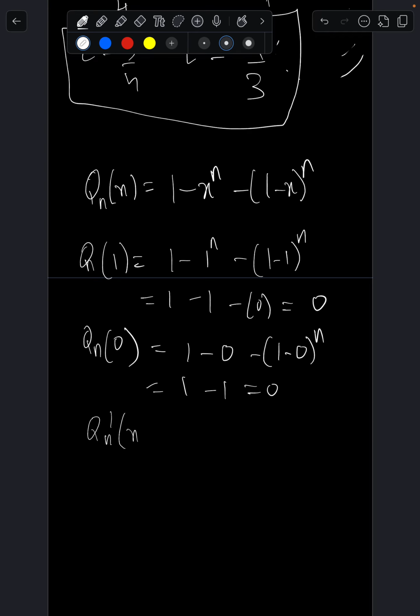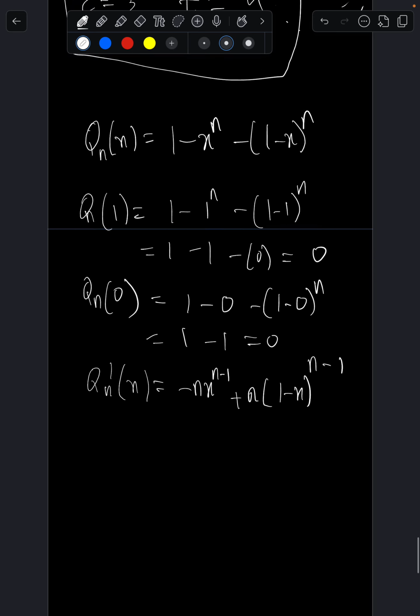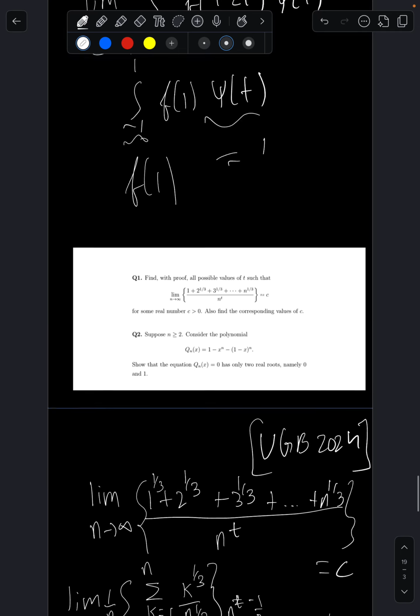Qn prime of x, the derivative, will be minus n times x to the n minus 1 plus n times 1 minus x to the n minus 1. So 1 minus x differentiate, critical point, so let this be equal to 0.